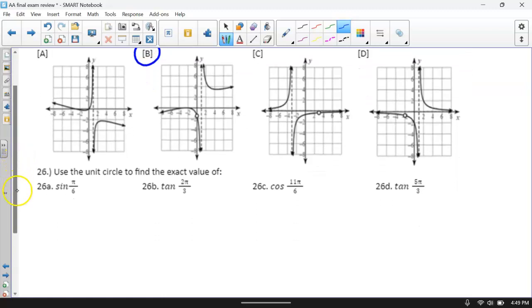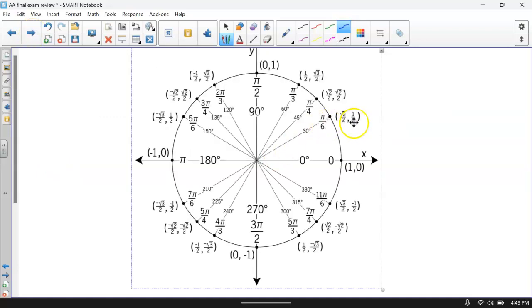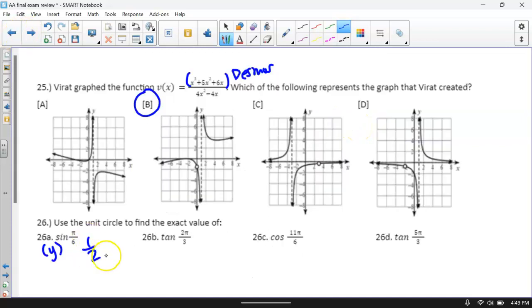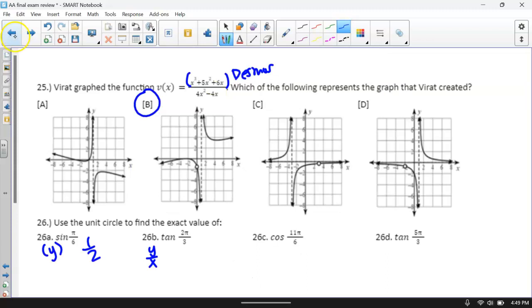So now going to the unit circle. With the unit circle, sine is your y-coordinate. So if I want to know the y-coordinate at pi over 6, here's pi over 6. The y-coordinate is 1/2. Now tangent, remember, is y divided by x. So at 2 pi over 3, the y at 2 pi over 3, which is here, is radical 3 over 2. So radical 3 over 2 divided by -1/2.